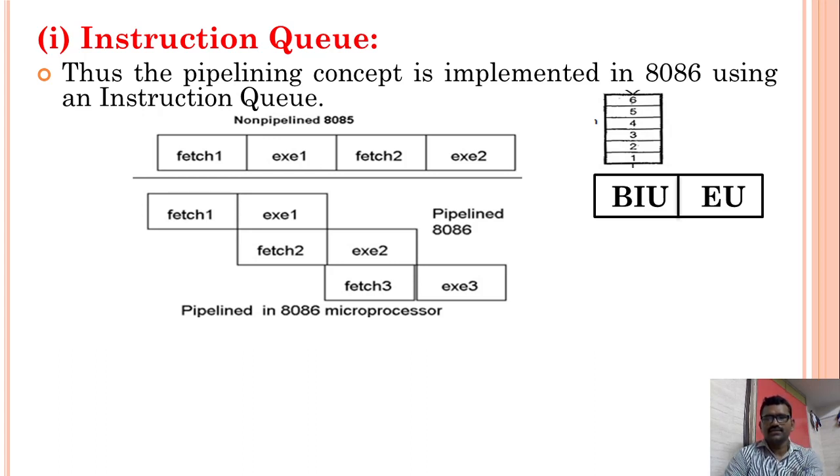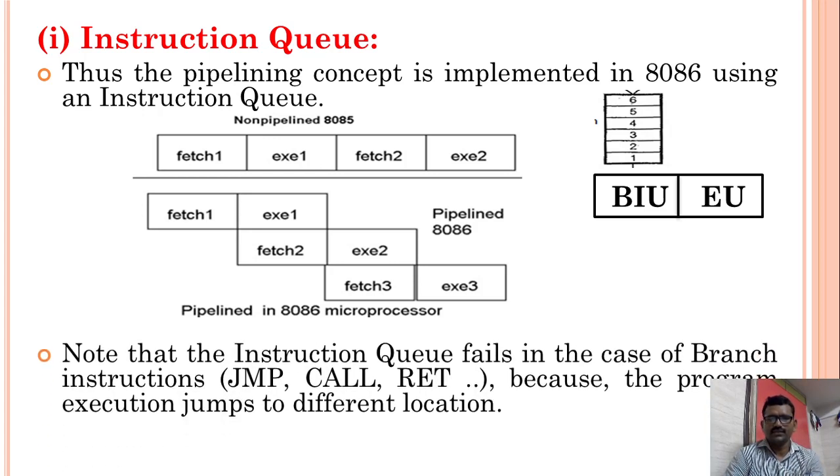The execution unit is responsible for decoding and executing instructions. So in this figure we can see while executing the first instruction, the BIU fetches the next instruction, that is parallel processing. This structure we call pipeline architecture. But there is one problem.